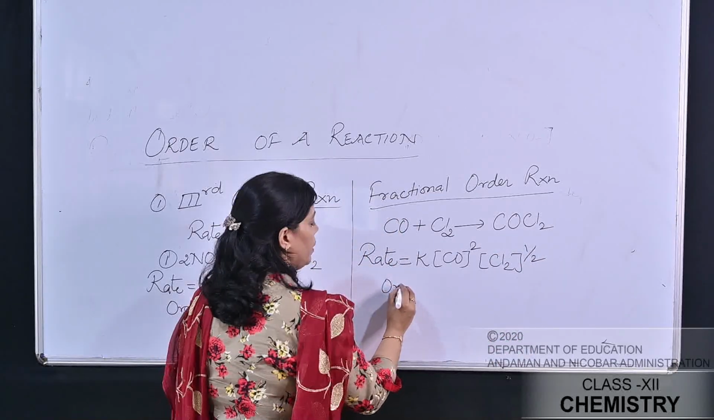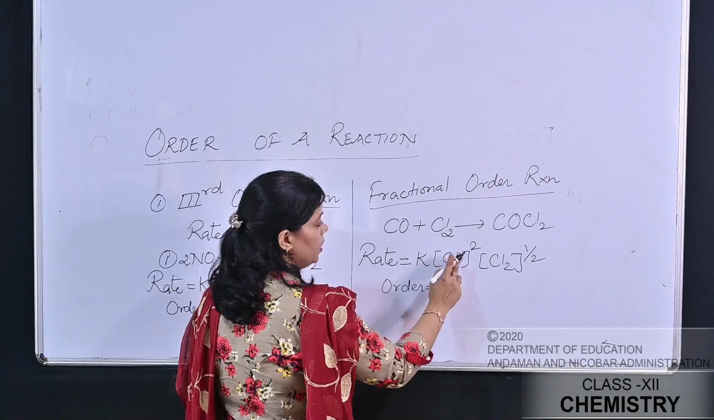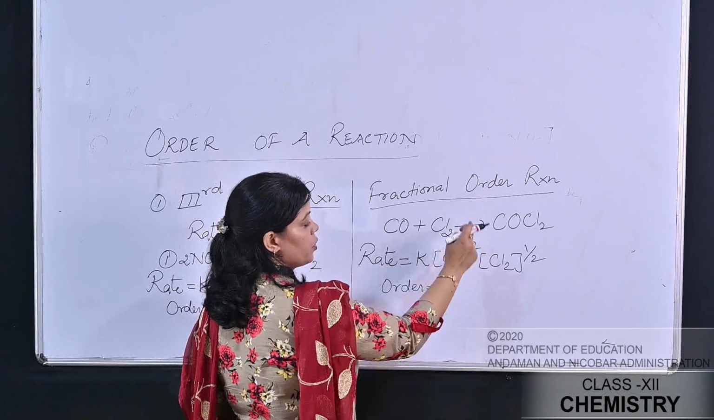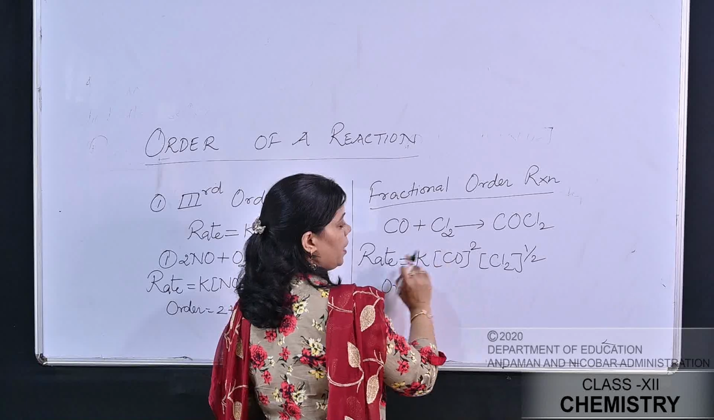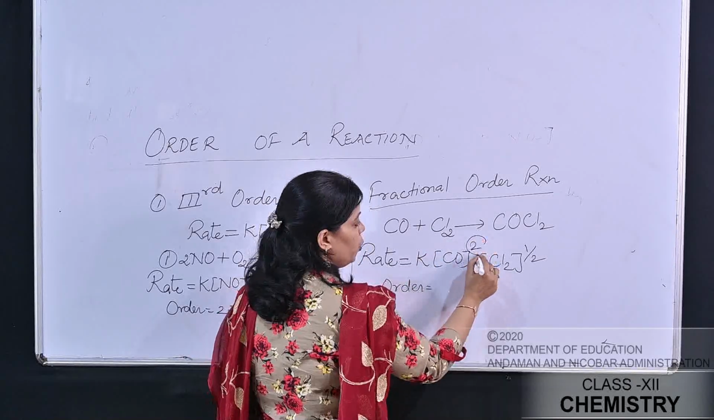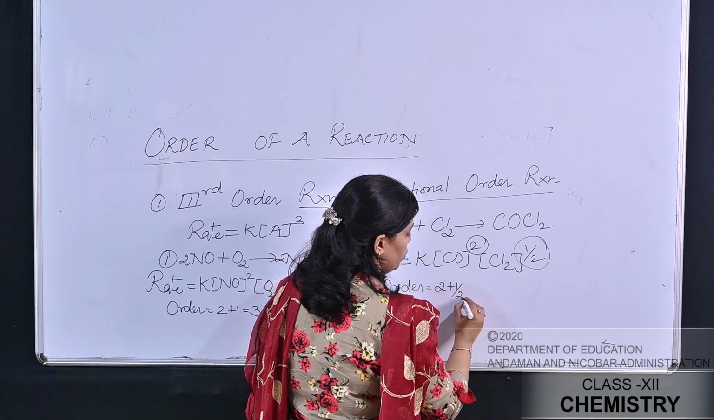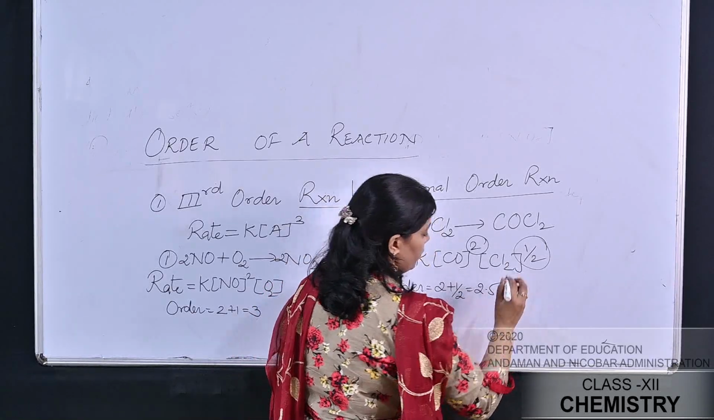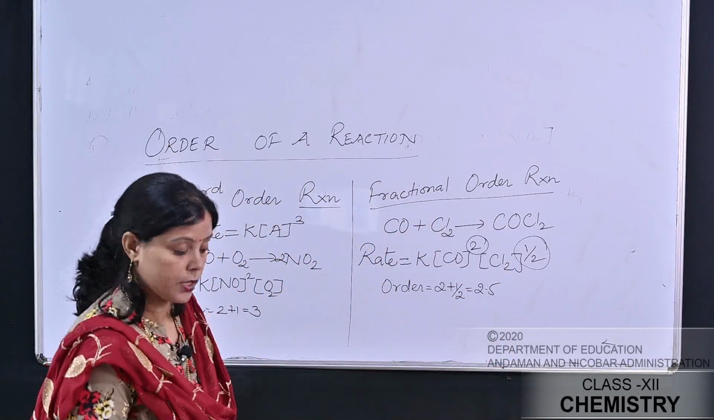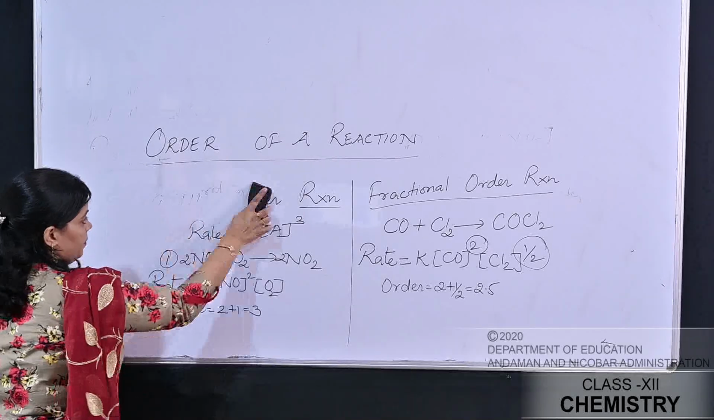And after that we calculate the order. What is the order of the reaction? The order of the reaction is the sum of the powers of the concentration terms present in the rate law expression, that is 2 plus 1 by 2, which is equal to 2.5. After that the next reaction is zero order reaction.